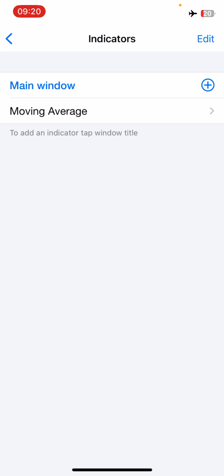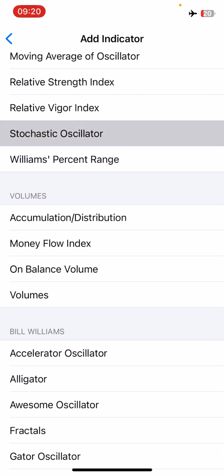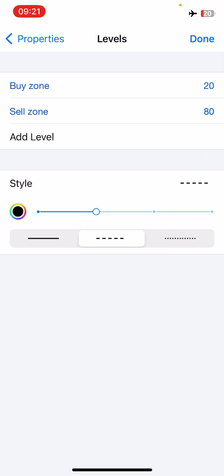The next indicator that I will need is going to form part of our indicator window 1. So I'm going to go to my main window again, then look for the stochastic oscillator, which is right here. This stochastic oscillator will have the following properties: the percentage K period of 1, a percentage D period of 1, a slowing of 1, a price field of close over close. The method is exponential. And then on levels, we're going to need these 2 levels. We're going to need level 20, which is our buy zone, and level 80, which is our sell zone. Please make sure you have that as well.